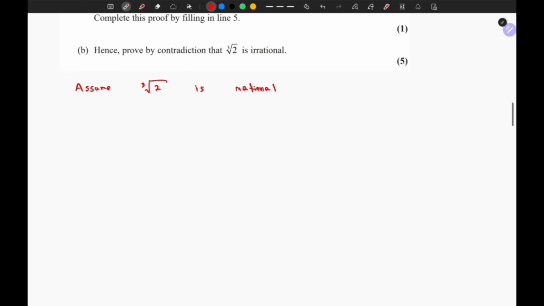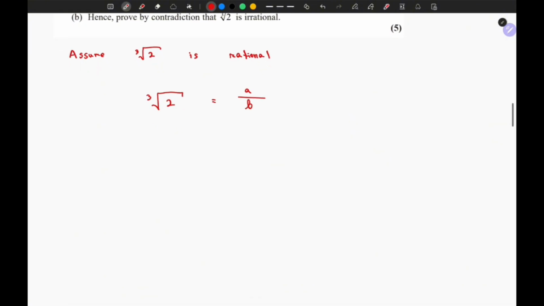So since cube root of 2 is rational, we can write this as a over b, where a and b are constants. And if you take this cube root and move it to the right hand side of the equation, this will become cubed. So this is actually a cubed over b cubed. Now if you make a cubed the subject, this becomes 2b cubed.